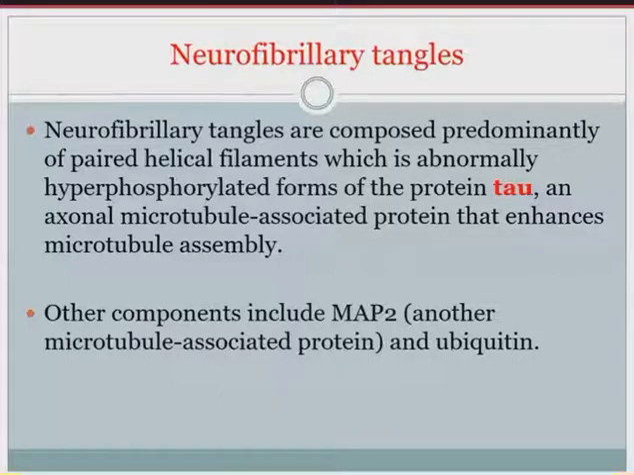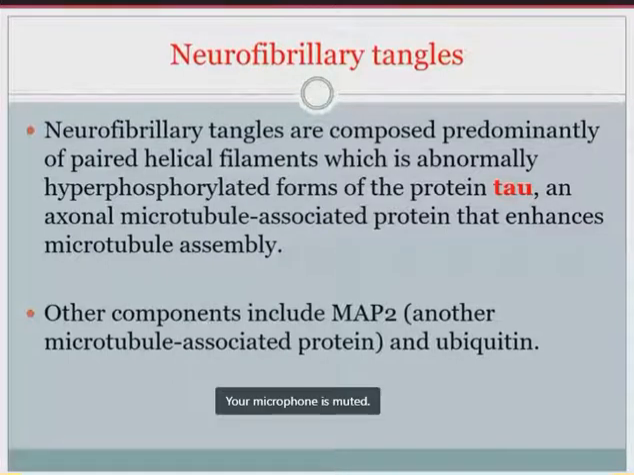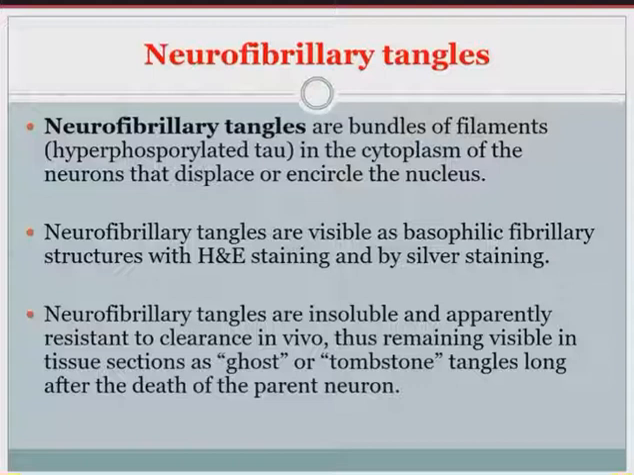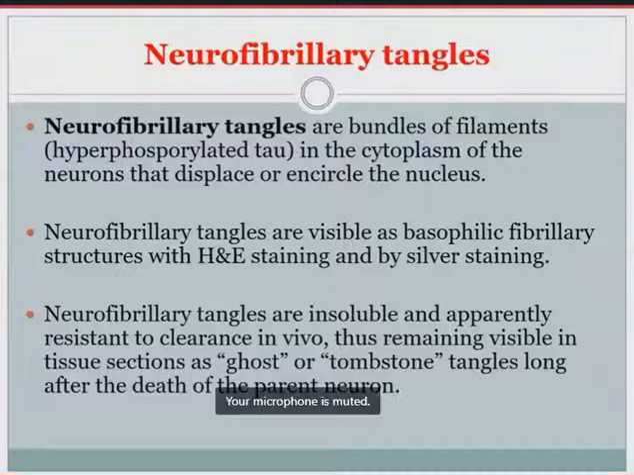The components in these neurofibrillary tangles are microtubule associated protein and ubiquitin. But just remember that neurofibrillary tangles are nothing but the hyperphosphorylated protein tau. This is a thing that you should know. Other composition you may forget, that's okay, but don't forget about the hyperphosphorylated protein tau. That is the core of the neurofibrillary tangles. So neurofibrillary tangles are bundles of filaments of hyperphosphorylated tau seen in the cytoplasm of the neurons, which may displace or encircle the nucleus.